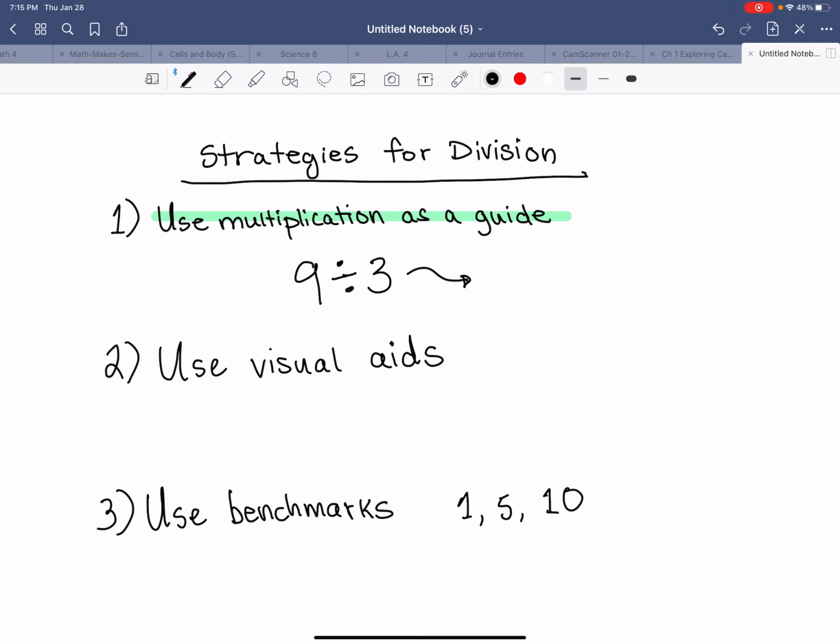So 9 divided by 3 can be thought of as 3 times what number gives us 9? Okay, so once you know this, then you can just use your times tables and count up. So, right, you go 3, 6, 9. So we can see that 3 times 3 equals 9. We need 3 groups of 3 to get to 9. 1, 2, 3, 4, 5, 6, 7, 8, 9. So 9 divided by 3 equals 3, because 3 times 3 equals 9.